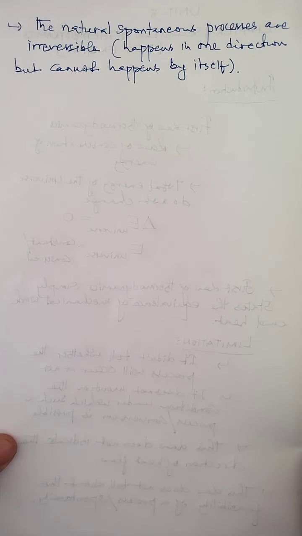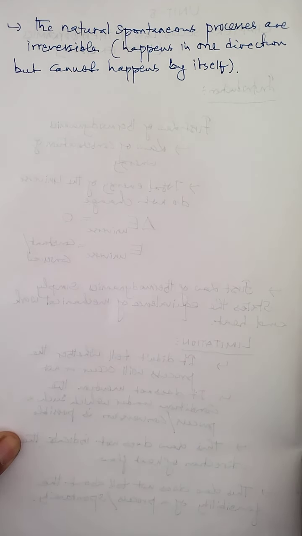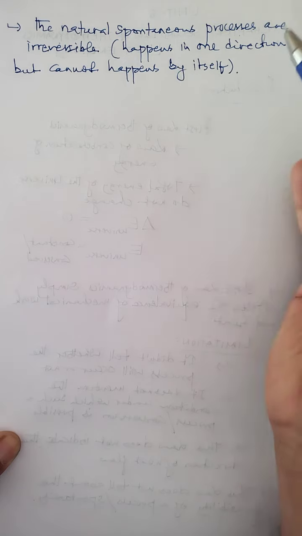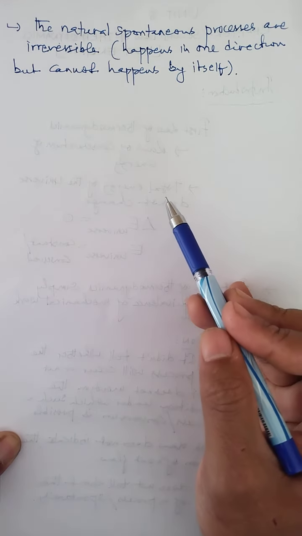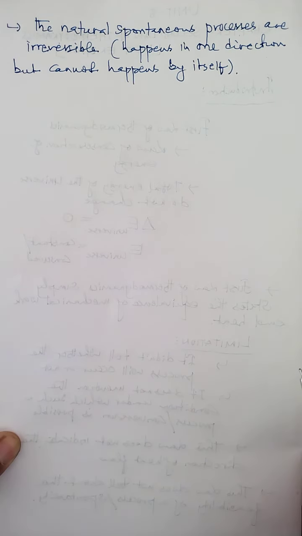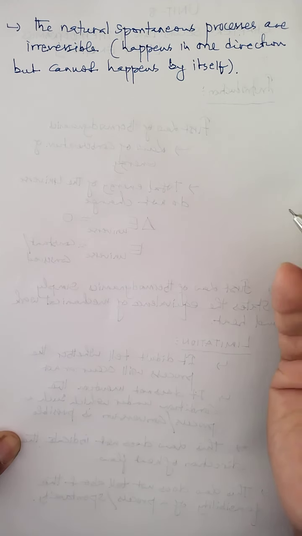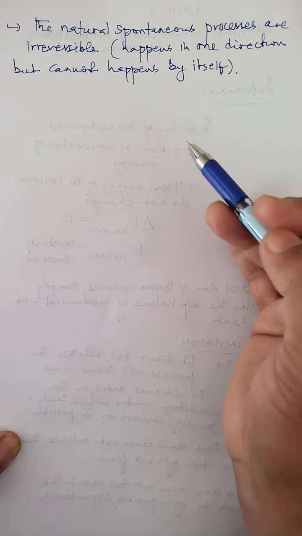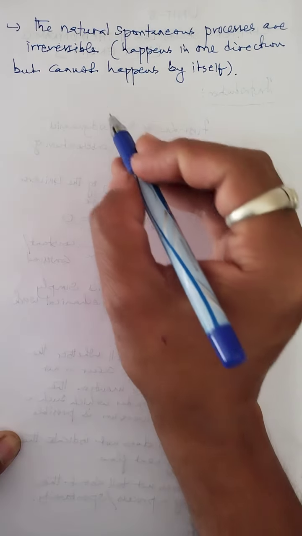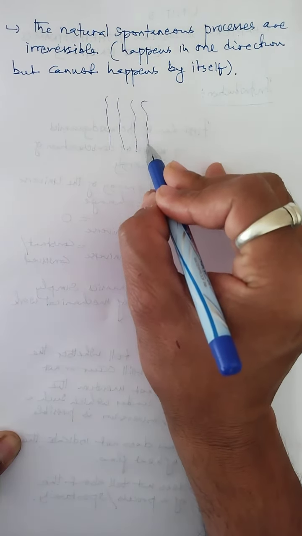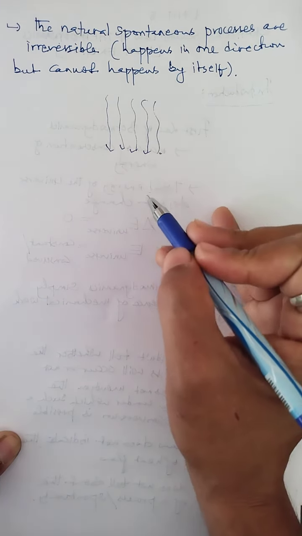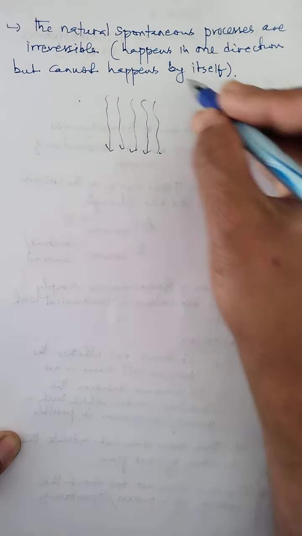Now the next point that I want to add, children, is that processes which occur in nature are natural spontaneous processes. Whatever process happens in nature by itself is irreversible. Irreversible means it happens only in one direction, and the reverse process cannot happen by itself. The process may occur under certain conditions, but the reverse process cannot happen by itself. This is very important. Let me give you one example. As you know, water falls from a higher level to a lower level. Water falling downward is a natural spontaneous process in which energy conservation takes place.